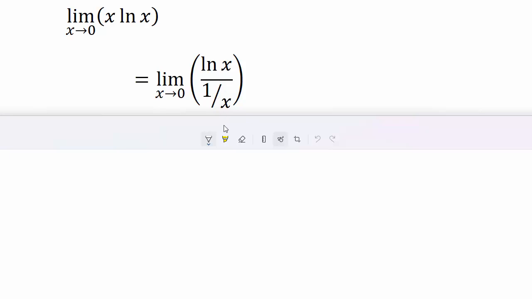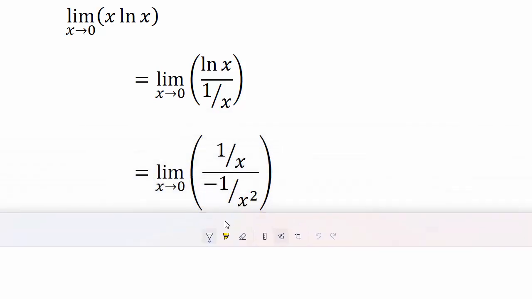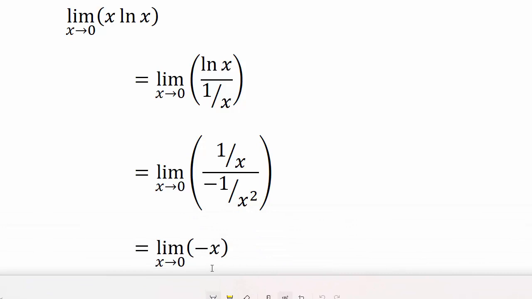And so this is L'Hopital, and we can differentiate the top and bottom. And now I hope you'll know what to do with this mess. You put in x equals 0, you get infinity over infinity. You're tempted to do L'Hopital again, but you shouldn't, because it simplifies. In fact, it simplifies very easily. And this is obviously just 0.